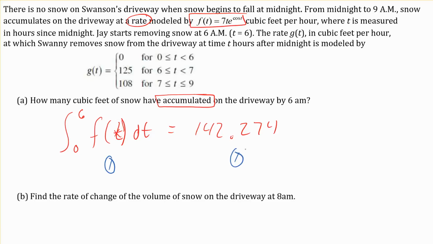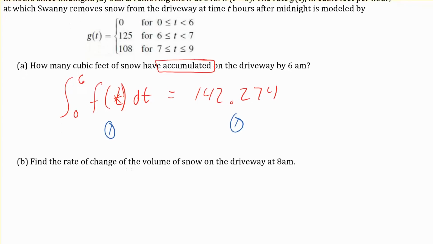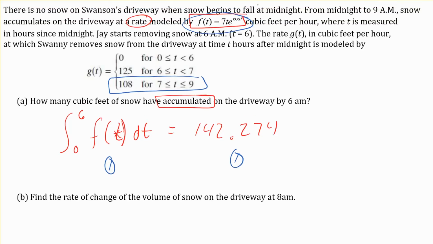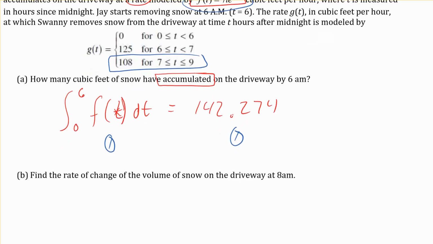Nice quick point. Find the rate of change of the volume of the snow on the driveway at 8 a.m. So what's happening at 8 a.m.? Here's 8 a.m. He's removing it at a rate of 108. And in this case, it's coming on at that rate. So all you have to do is f of 8 minus, he's removing it at, and you could call it g of 8, or, a lot of people wrote the actual numbers.